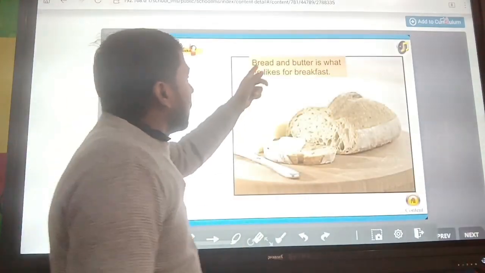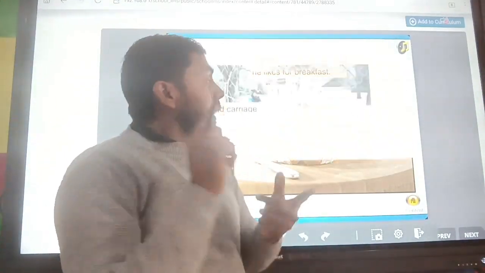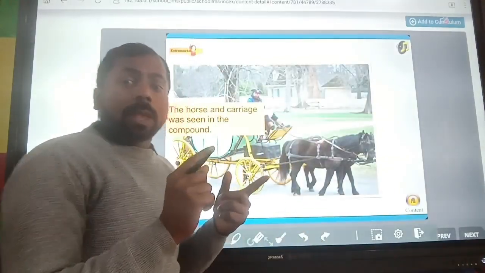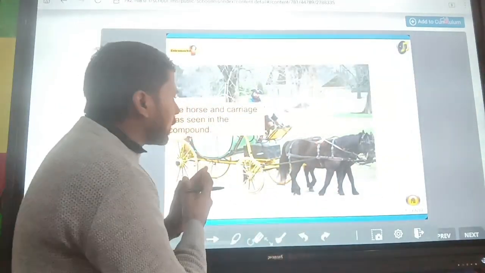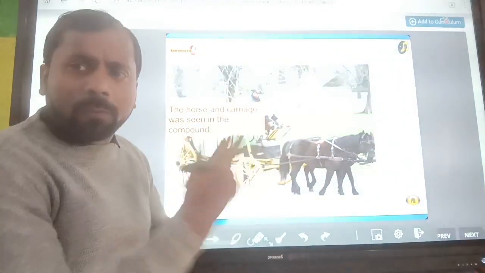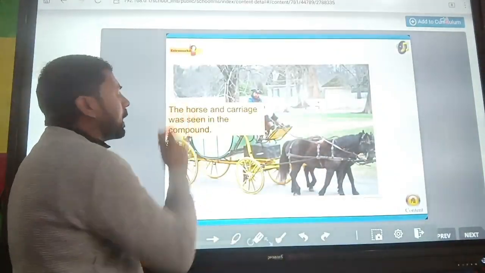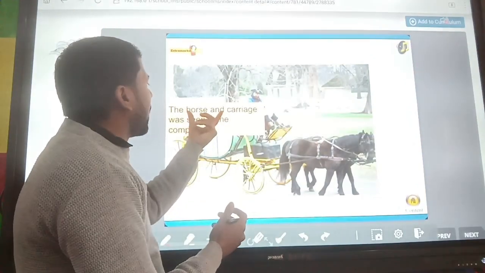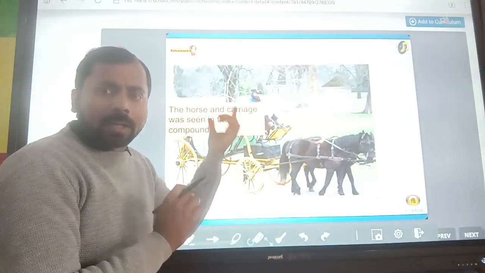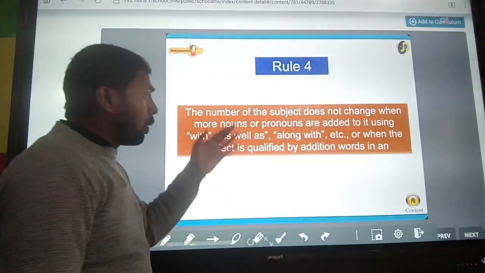you can see here bread and butter both express the same idea. If the words express the same idea, like the horse and the carriage, both combined with each other and referred to as the same idea or one thing, then in this situation we always use the singular number verb, whatever is combined with the "and" conjunction. Is it clear? Next is rule number 4.